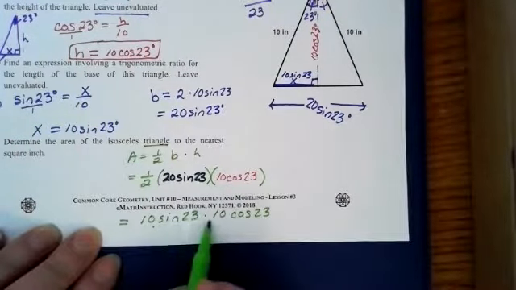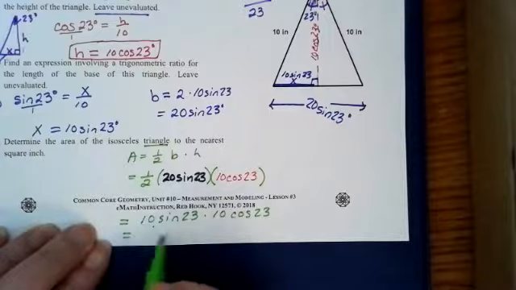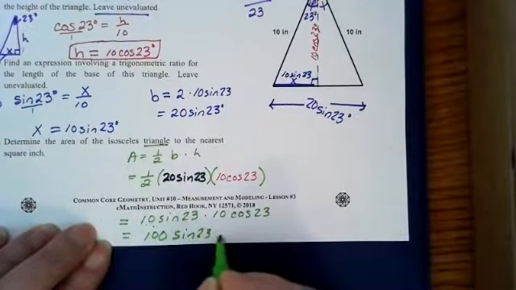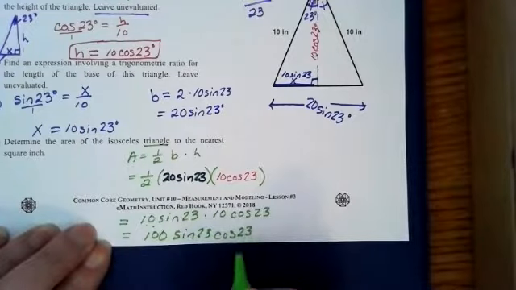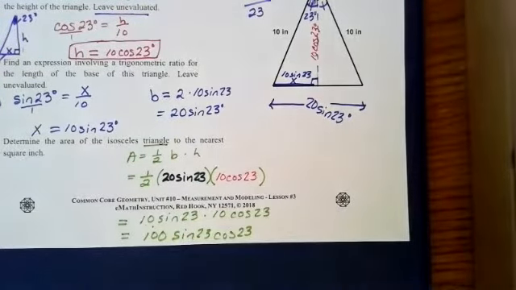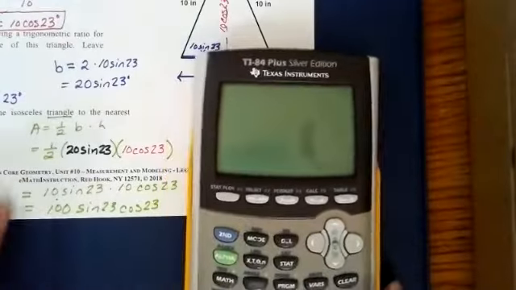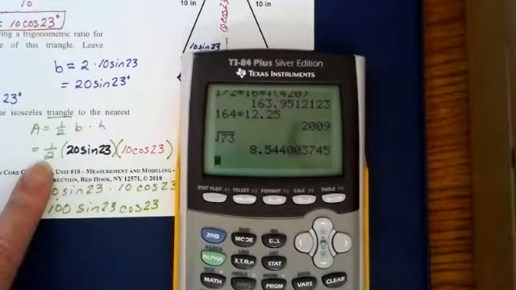And you can multiply the 10s together. So you can call that 10 times 10, or 100, times the sine of 23 times the cosine of 23. All of these will give you the same answer. Eventually, it's all going to go into the calculator. So I'm going to show both ways. If I left it unsimplified, it's just more typing and parentheses to deal with.